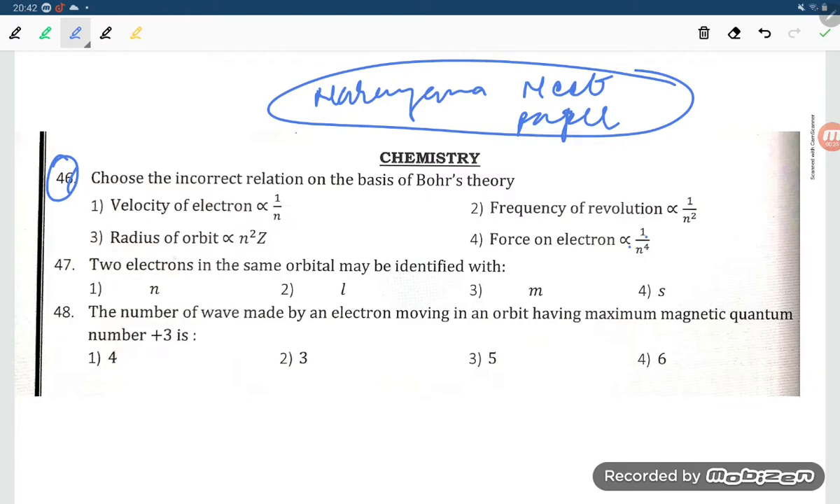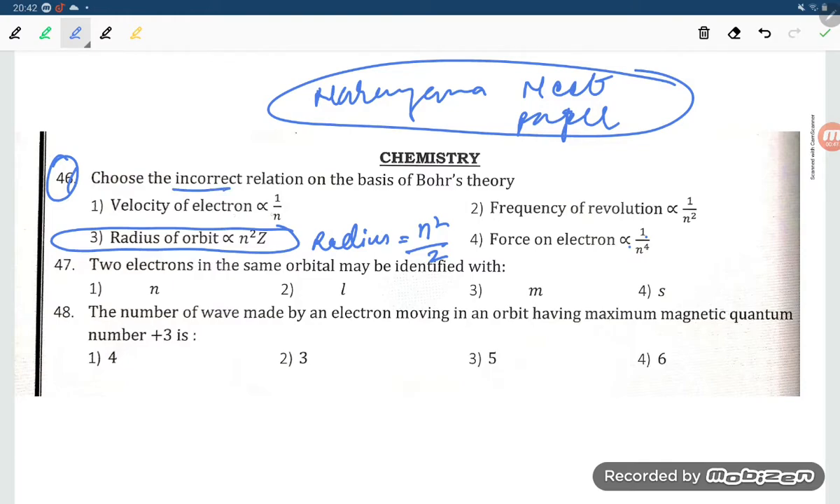So radius of orbits. See, student, this is wrong, no? You can pick it up by this. The radius of orbit is proportional to n square upon Z, so this is the wrong, incorrect relation.